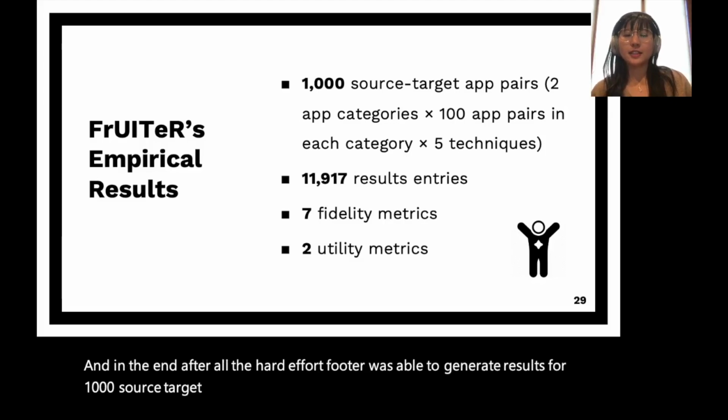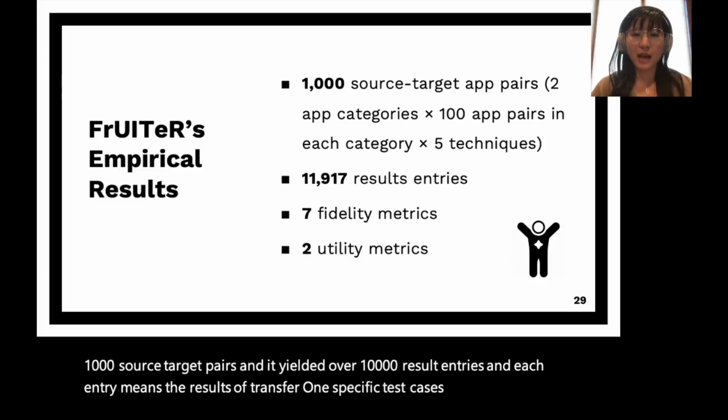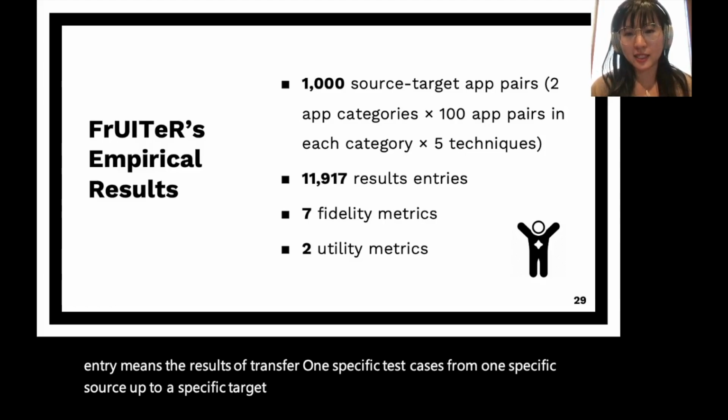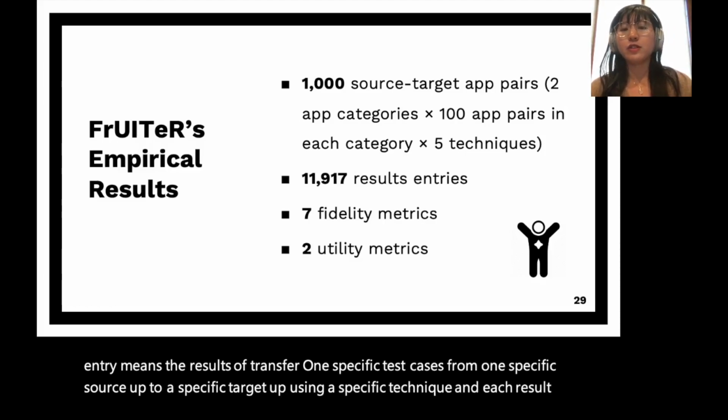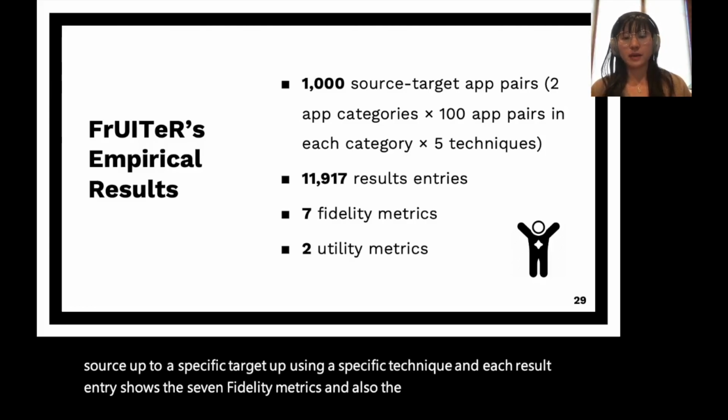pairs, and it yielded over 10,000 result entries. And each entry means the results of transferring one specific test case from one specific source app to a specific target app using a specific technique. And each result entry shows the 7 fidelity metrics and also the 2 utility metrics we talked about.